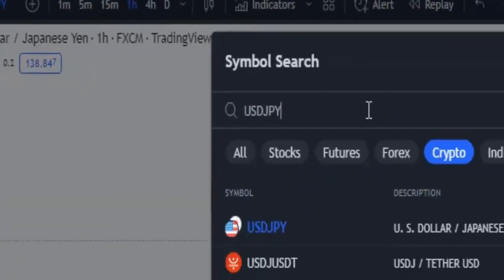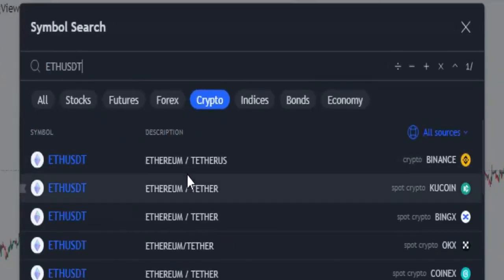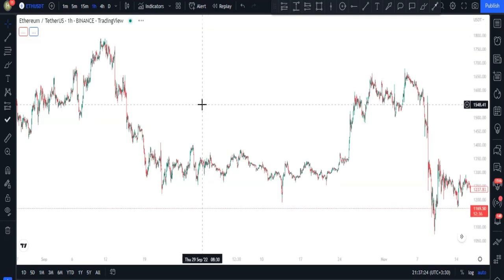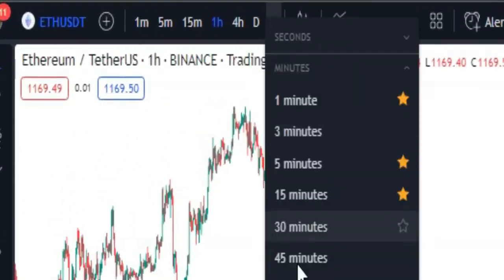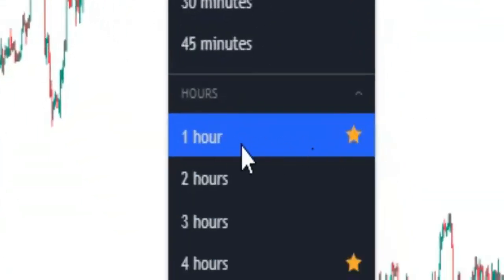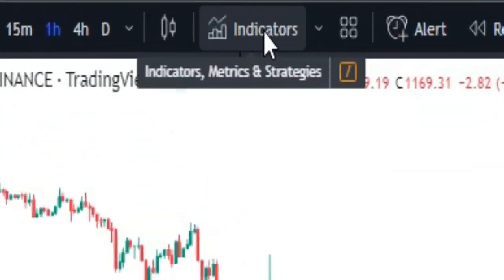In the symbol section, search for Ethereum. And then set the time frame to 1 hour. But keep in mind that you can use this strategy on any market and any time frames. Click on indicators to install the first indicator.